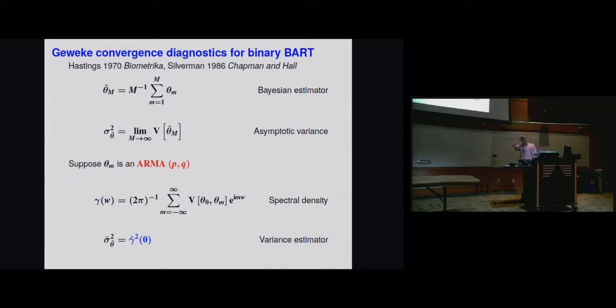Anybody speak Dutch? I think that's how you pronounce it, Geweke. So Geweke, this is what's typically used in Bayesian survival analysis. So let me take you through this. It's a fairly old trick. It was alluded to by Hastings way back, and then Silverman, I think, made some improvements.